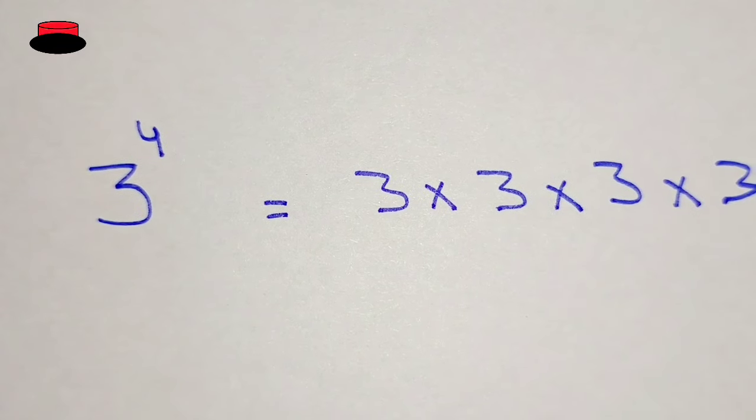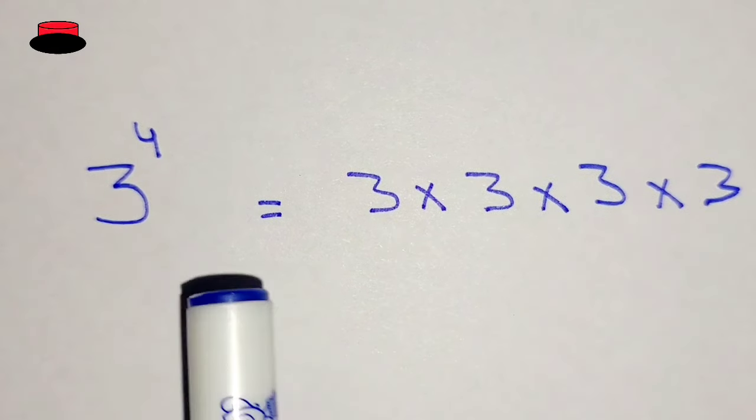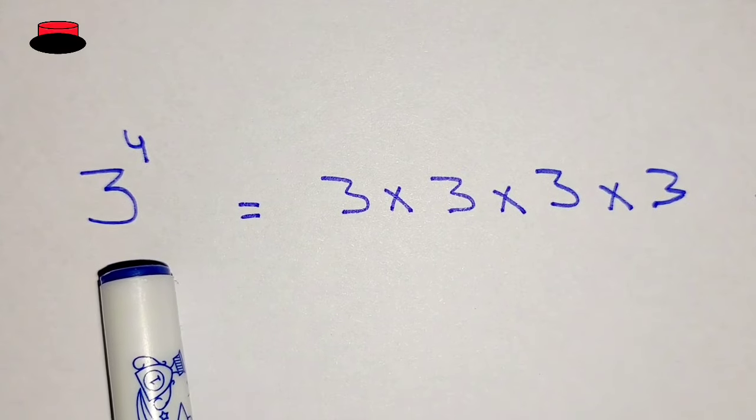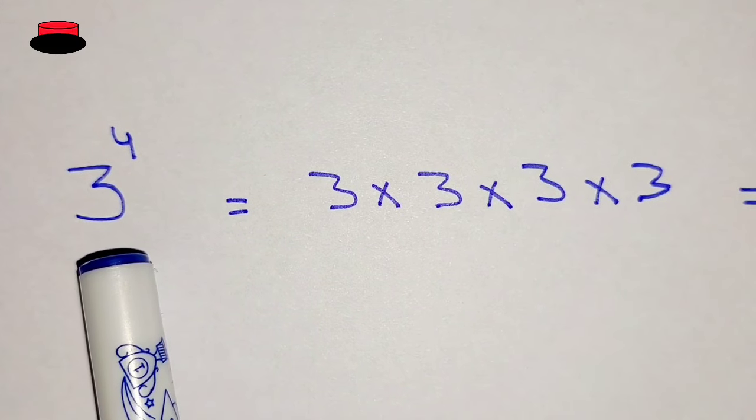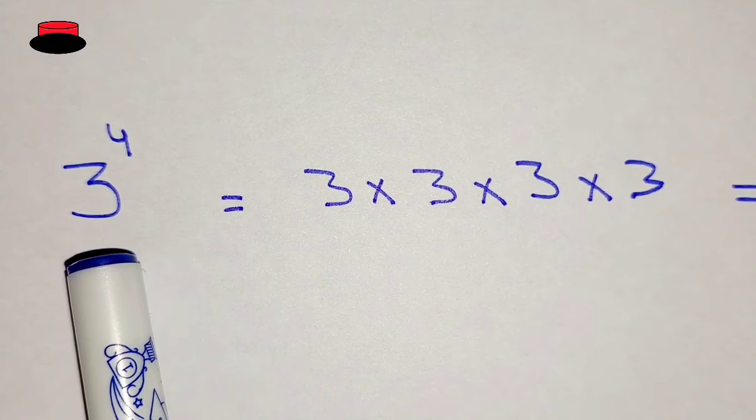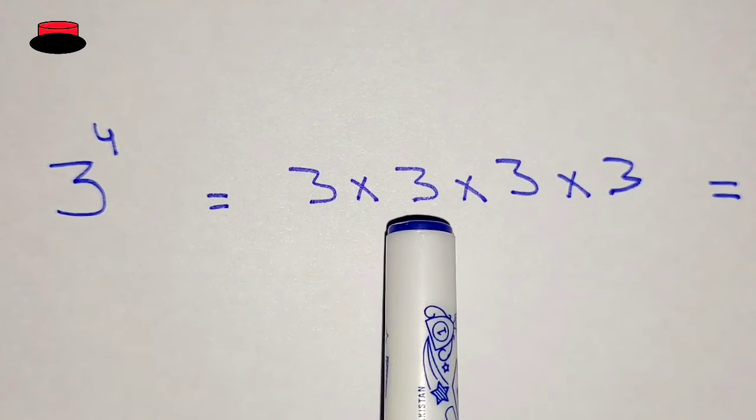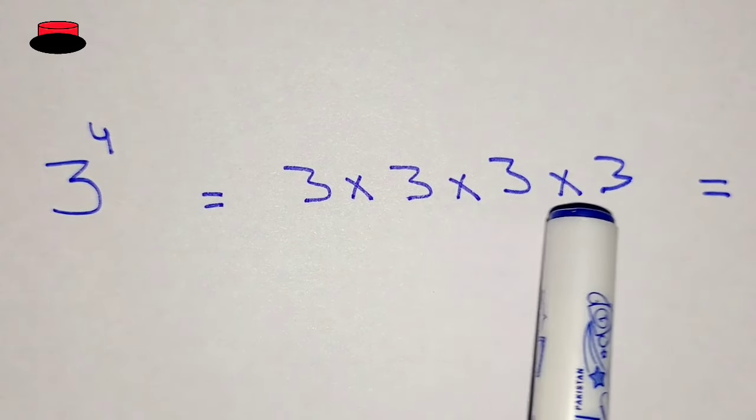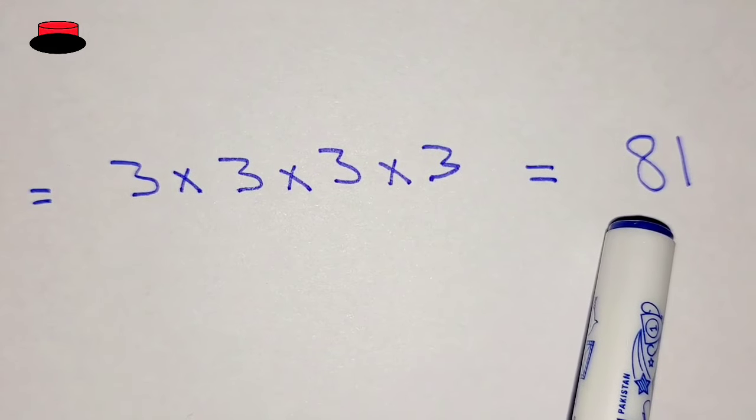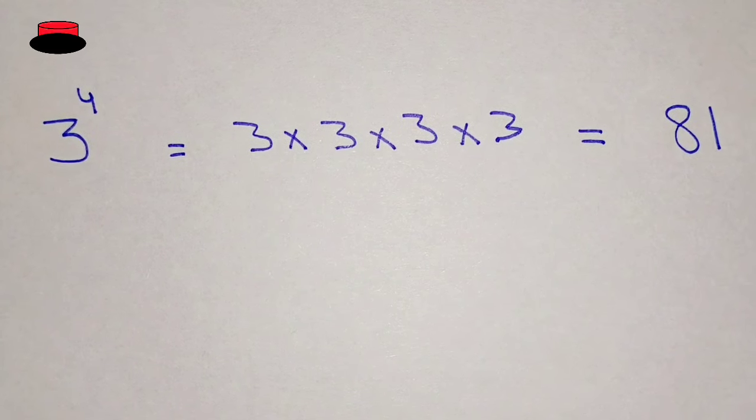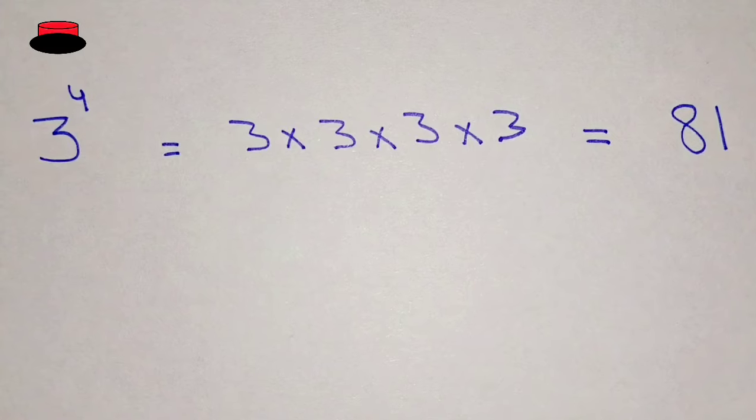So first of all, we go for the exponent 3 power 4. We all know what is 3 power 4? It means multiplying 3 by 3, 4 times. It means 3 multiplied by 3 multiplied by 3 multiplied by 3. And the answer is 81. Therefore, 3 power 4 is equal to 81.